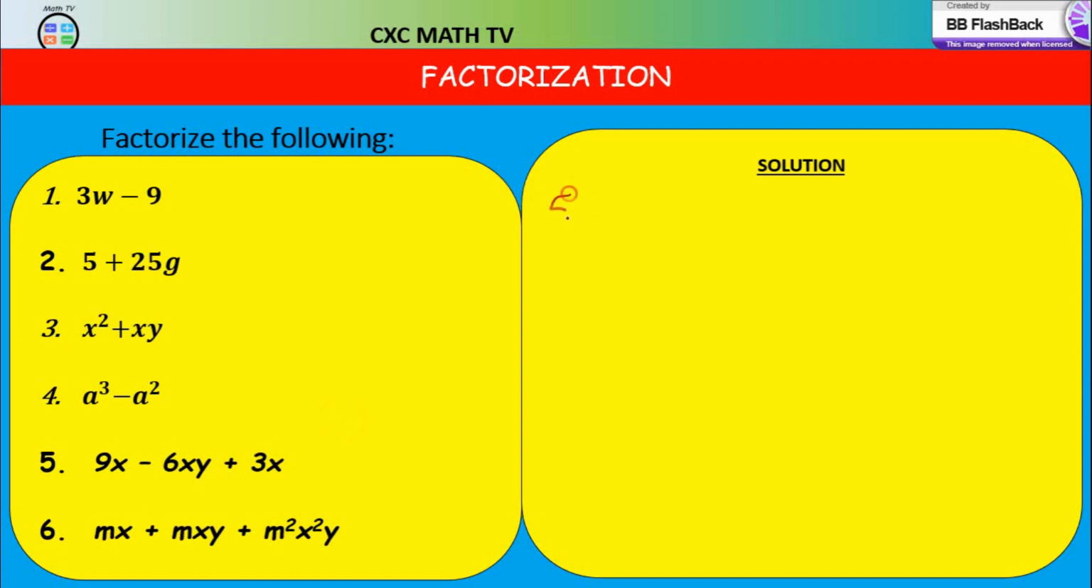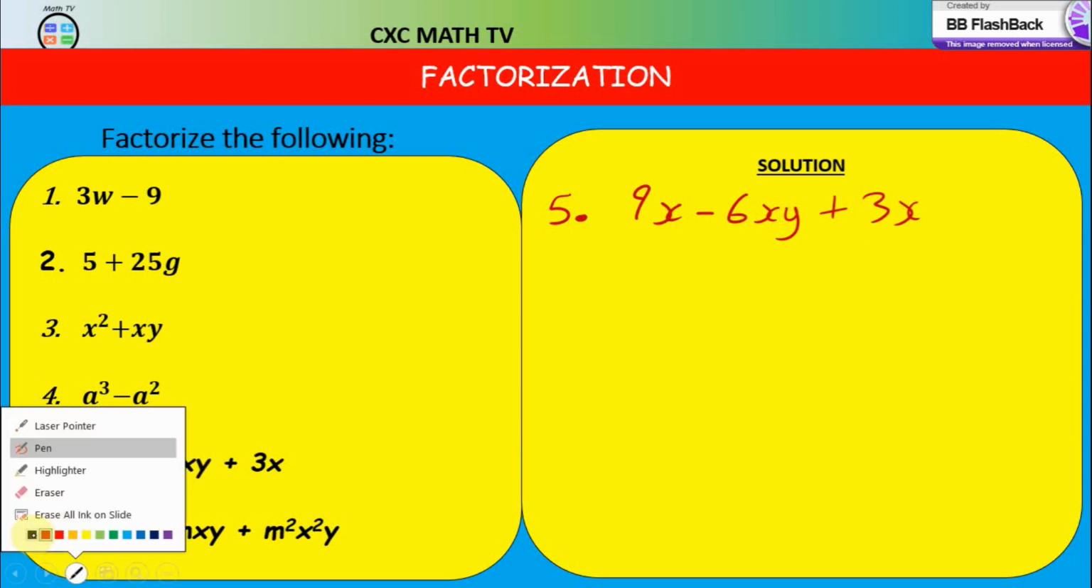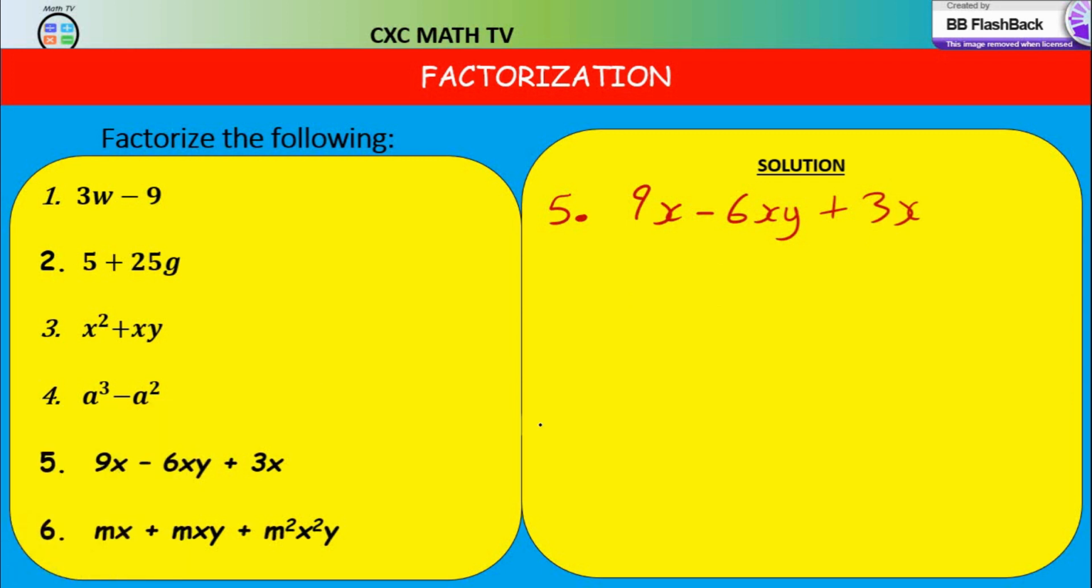Okay, ready, let's go. For number 5, on the other hand, this has 3 terms. Since it has 3 terms, it's going to provide some challenge for us. First step again is to identify the highest common factor. Notice you have 9x, 6xy, and 3x. I notice x is in all of them, and I notice 9, 6, and 3 are all multiples of 3.